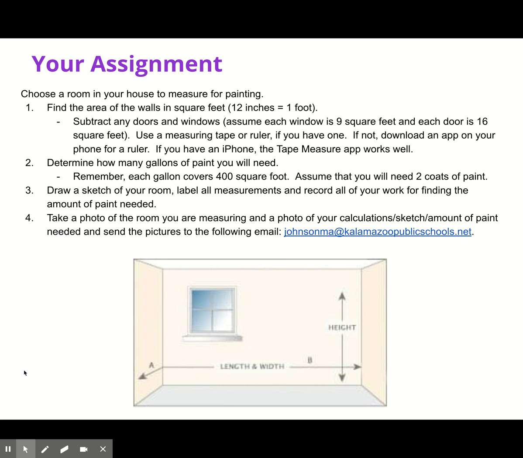Now to measure it, you could use a measuring tape or a ruler if you have those at home. But if not, you can download an app on your phone for a ruler. If you have an iPhone, the Tape Measure app works pretty well.